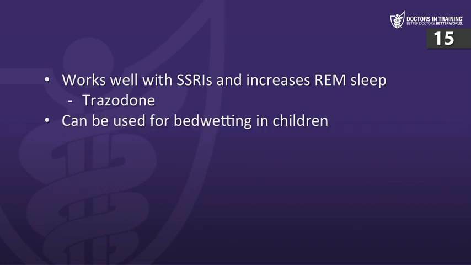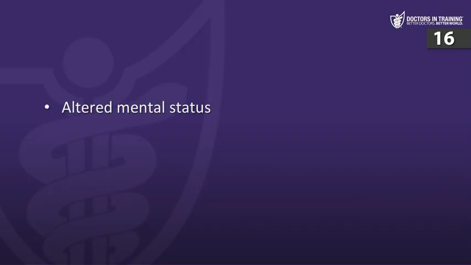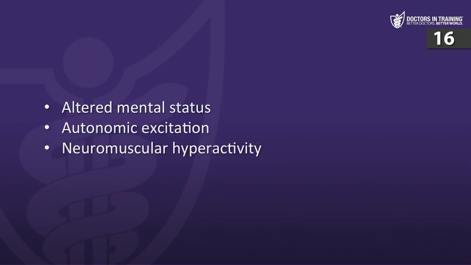Then the one that can be used for bedwetting in children, and we didn't mention this, but the tricyclic drug imipramine can sometimes be used for bedwetting because the anticholinergic side effects will cause some urinary retention. The biggest downsides are it's only approved for short-term use, and then when you stop the drug, the patient's going to start wetting the bed again. Last question, what are the symptoms of serotonin syndrome? So we mentioned altered mental status, autonomic excitation, and that neuromuscular hyperactivity, including myoclonus and ocular clonus.